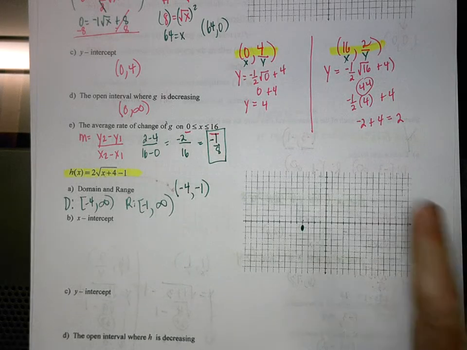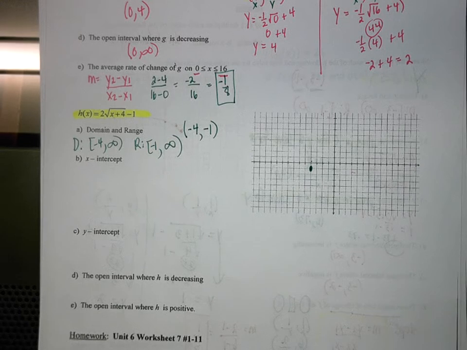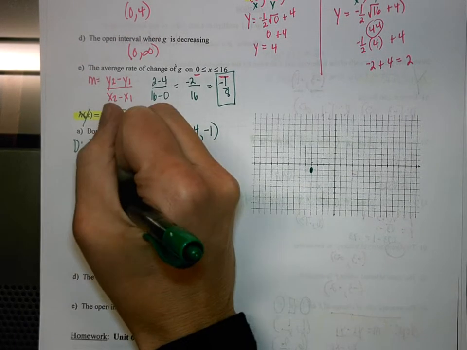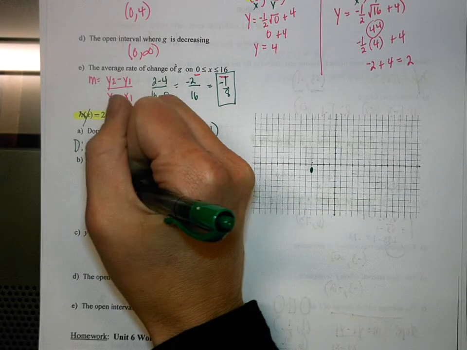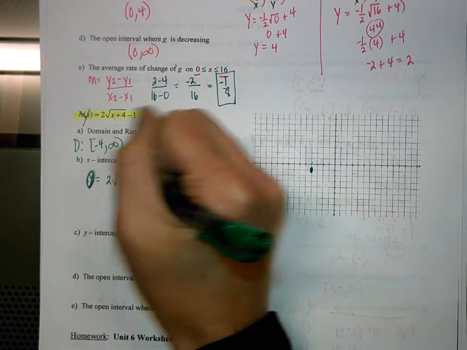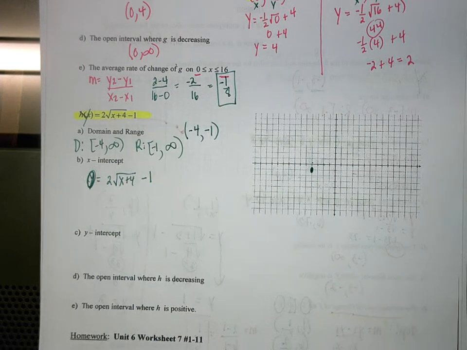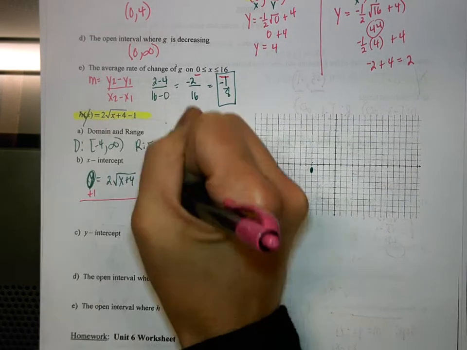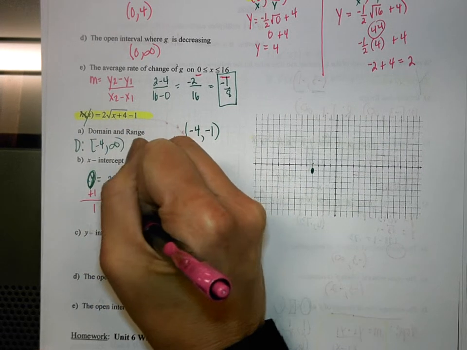Now for our x-intercept, again, we plug in 0 for y and solve for x. This is the same thing as having a y there. So we have y equals 2 root, and we're going, 0 equals 2 root x plus 4 minus 1. Okay, we want to get the root by itself, and so I'm going to add 1 to both sides. That eliminates. I have 1 equals 2 root x plus 4.